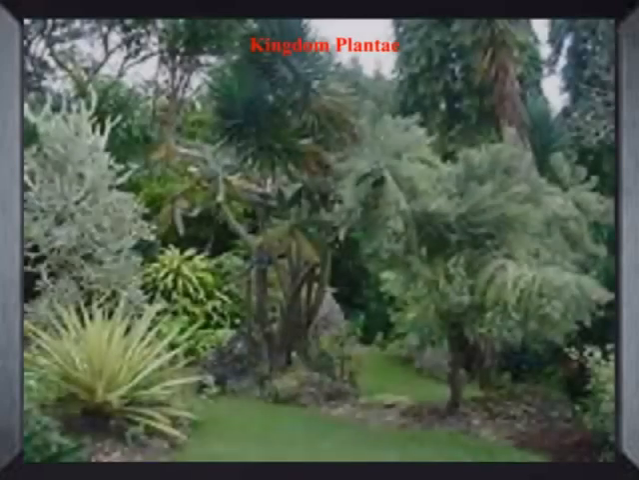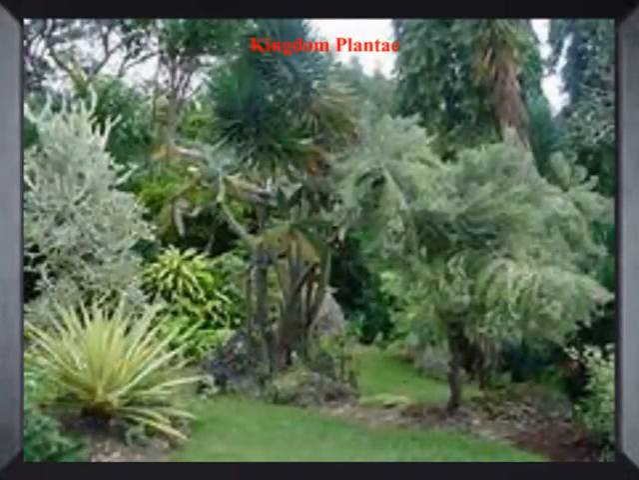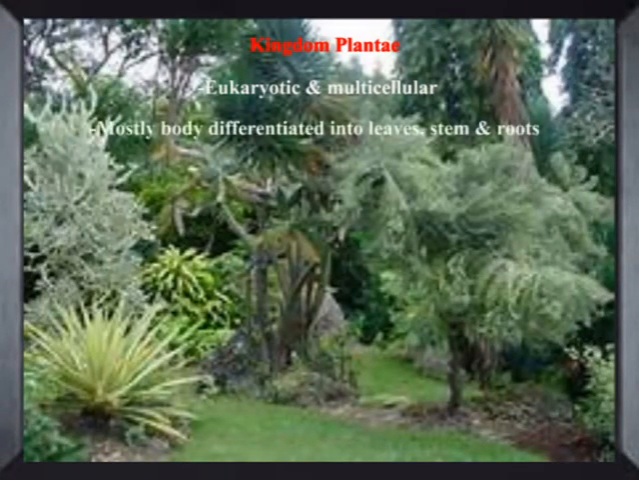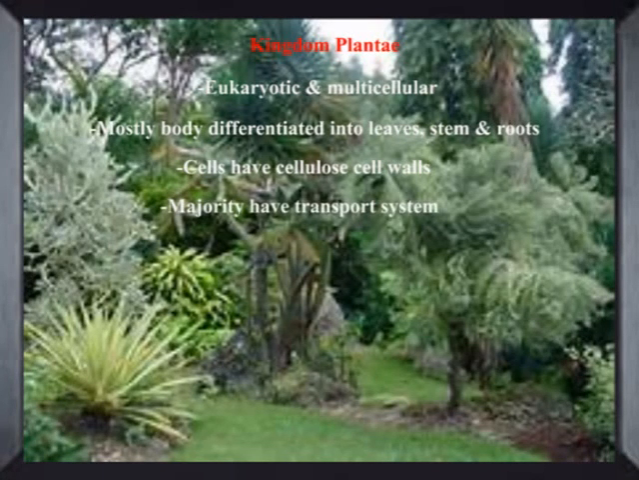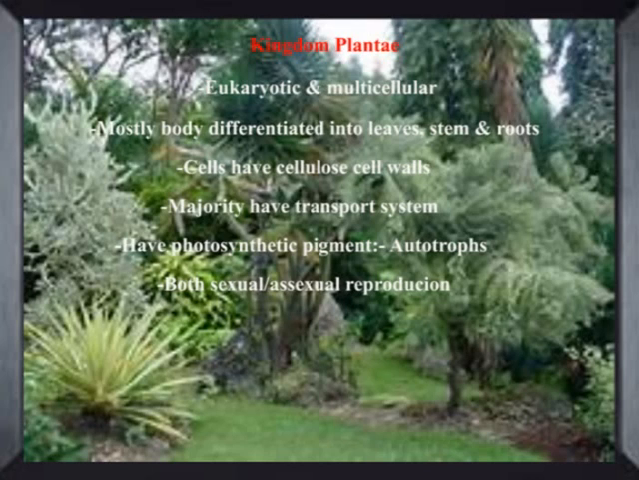Next is Kingdom Plantae. Now, the general characteristics of the Kingdom Plantae include they are eukaryotic and multicellular. In most of them, the body is differentiated into leaves, stems, and the roots. Their cells have cellulose cell walls. Majority have a transport system. They have photosynthetic pigment, and they are therefore autotrophic. Reproduction is both asexual and sexual. They also show alternation of generations. The Kingdom Plantae is divided into three main divisions, namely Bryophyta, Pteridophyta, and Spermatophyta.